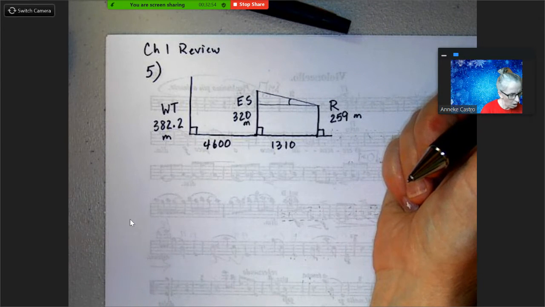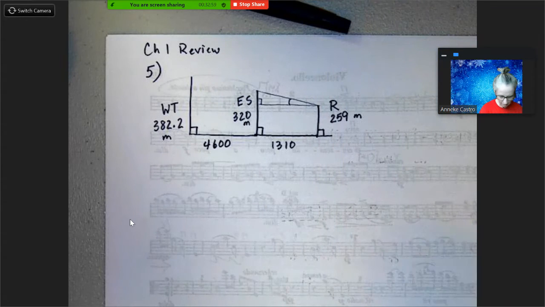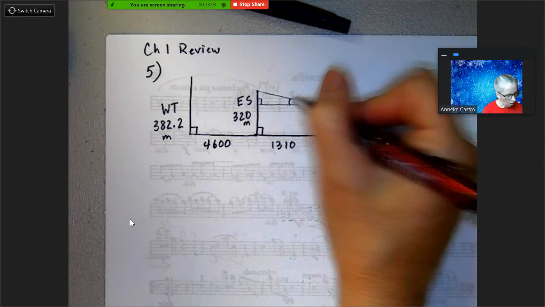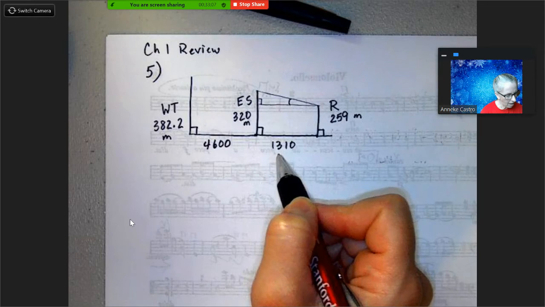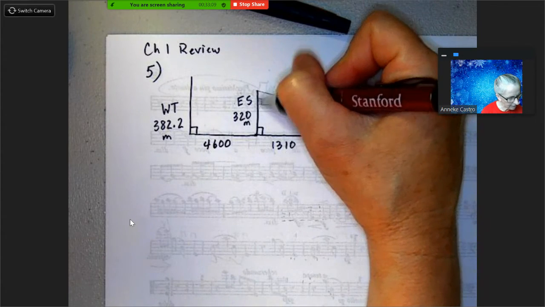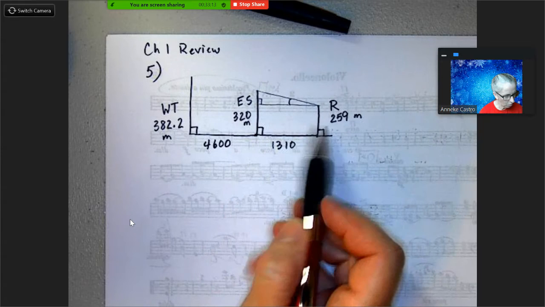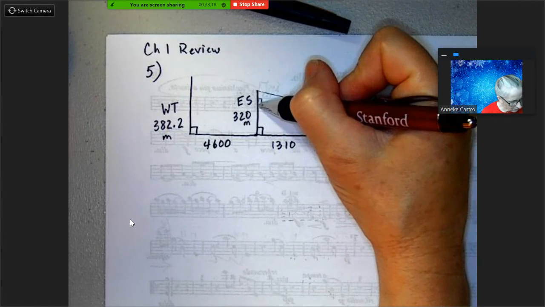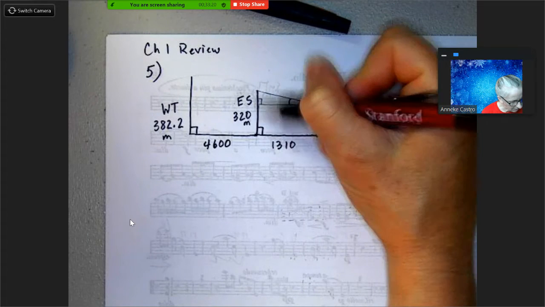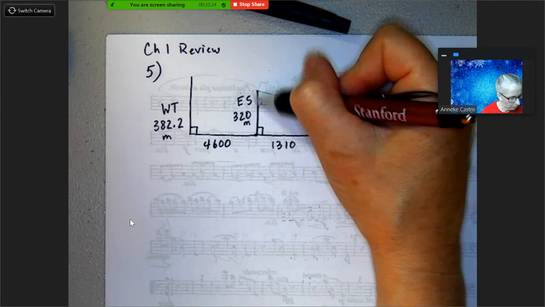Okay, so we have a right triangle here. So I'm going to take that little right triangle and figure out this angle. I already know the horizontal distance here. It's 1310. And I can find the vertical distance because it's just the difference between the height of the Empire State Building and Rockefeller Center. Because this is 259, I just need to do 320 minus 259, and that'll leave me with this.